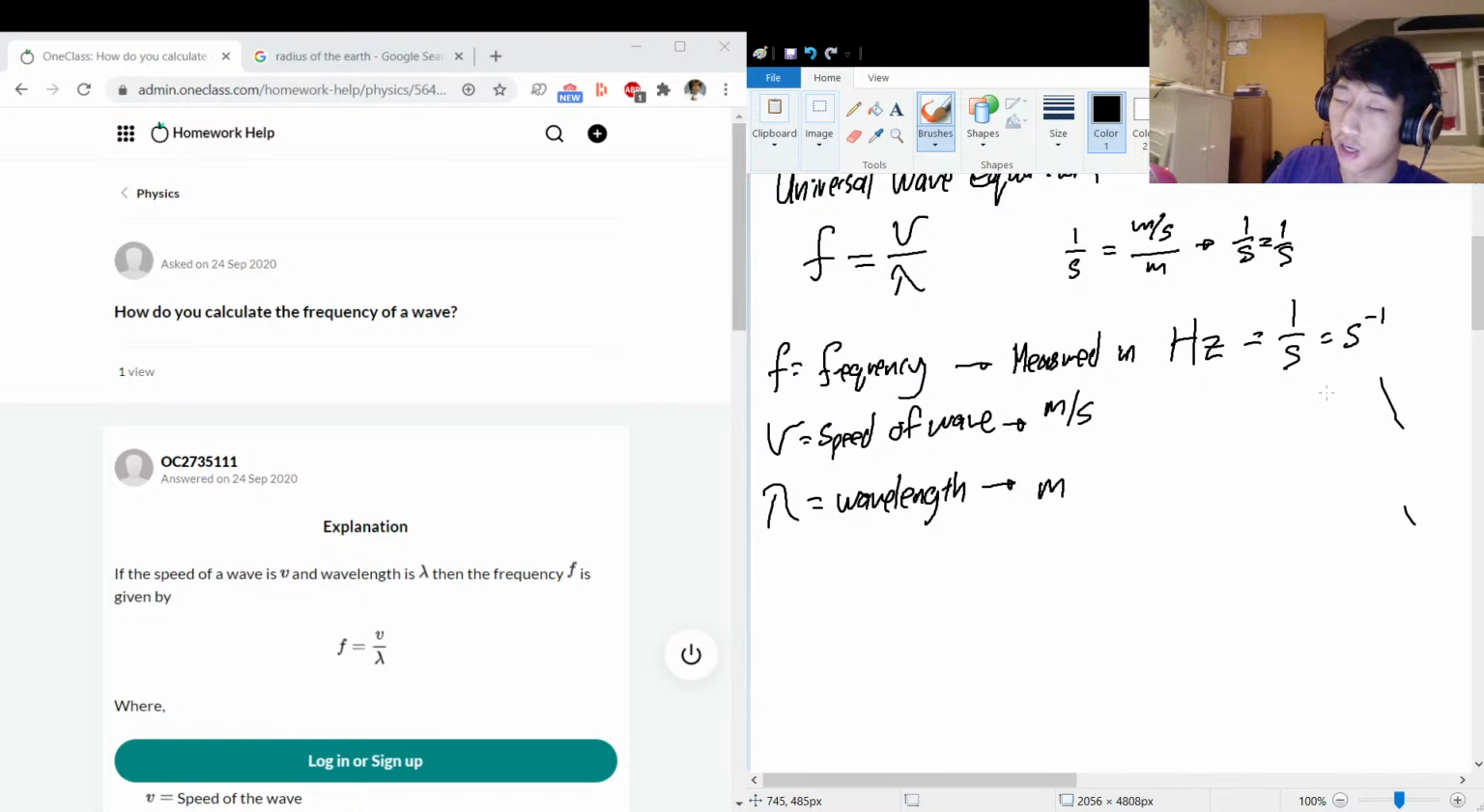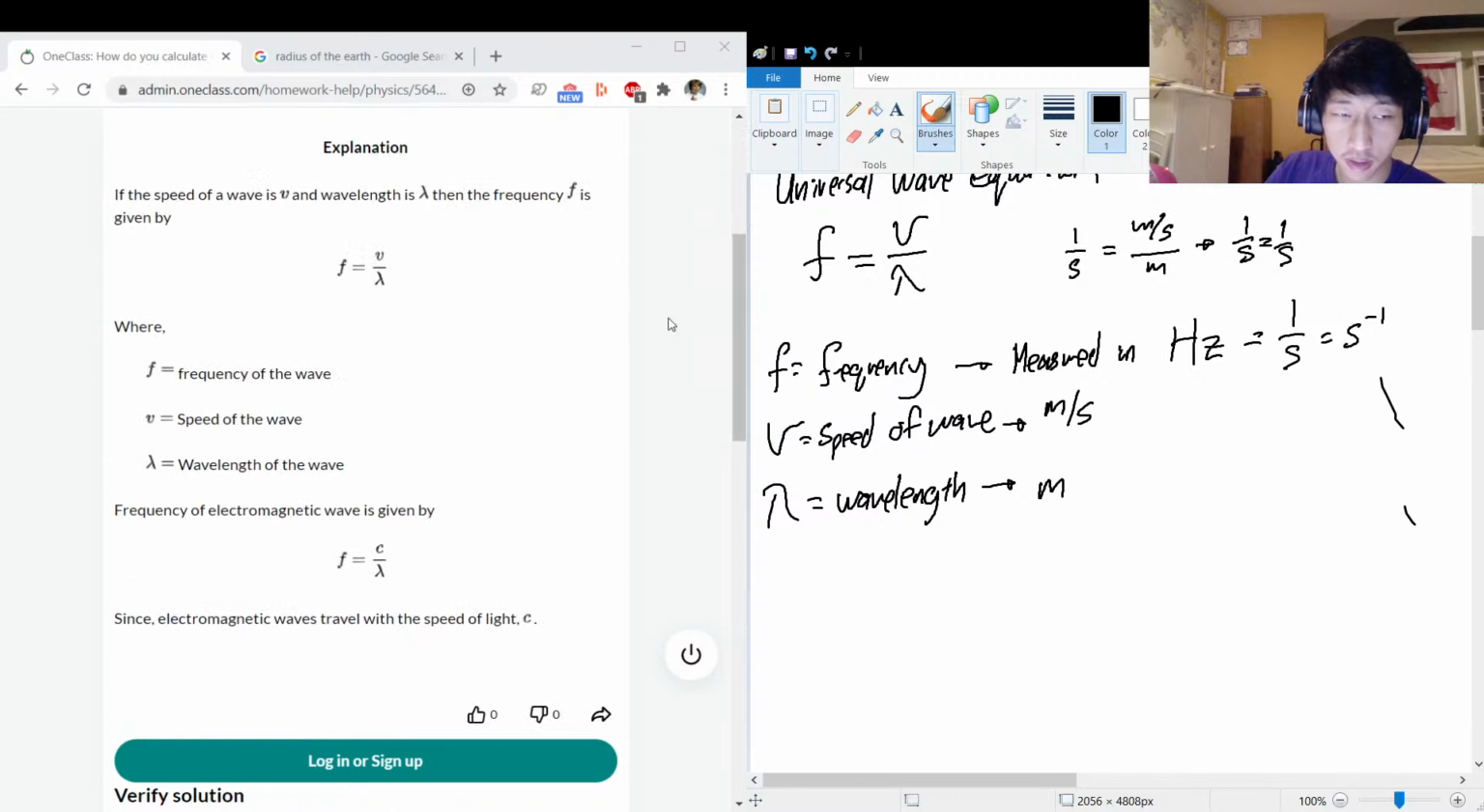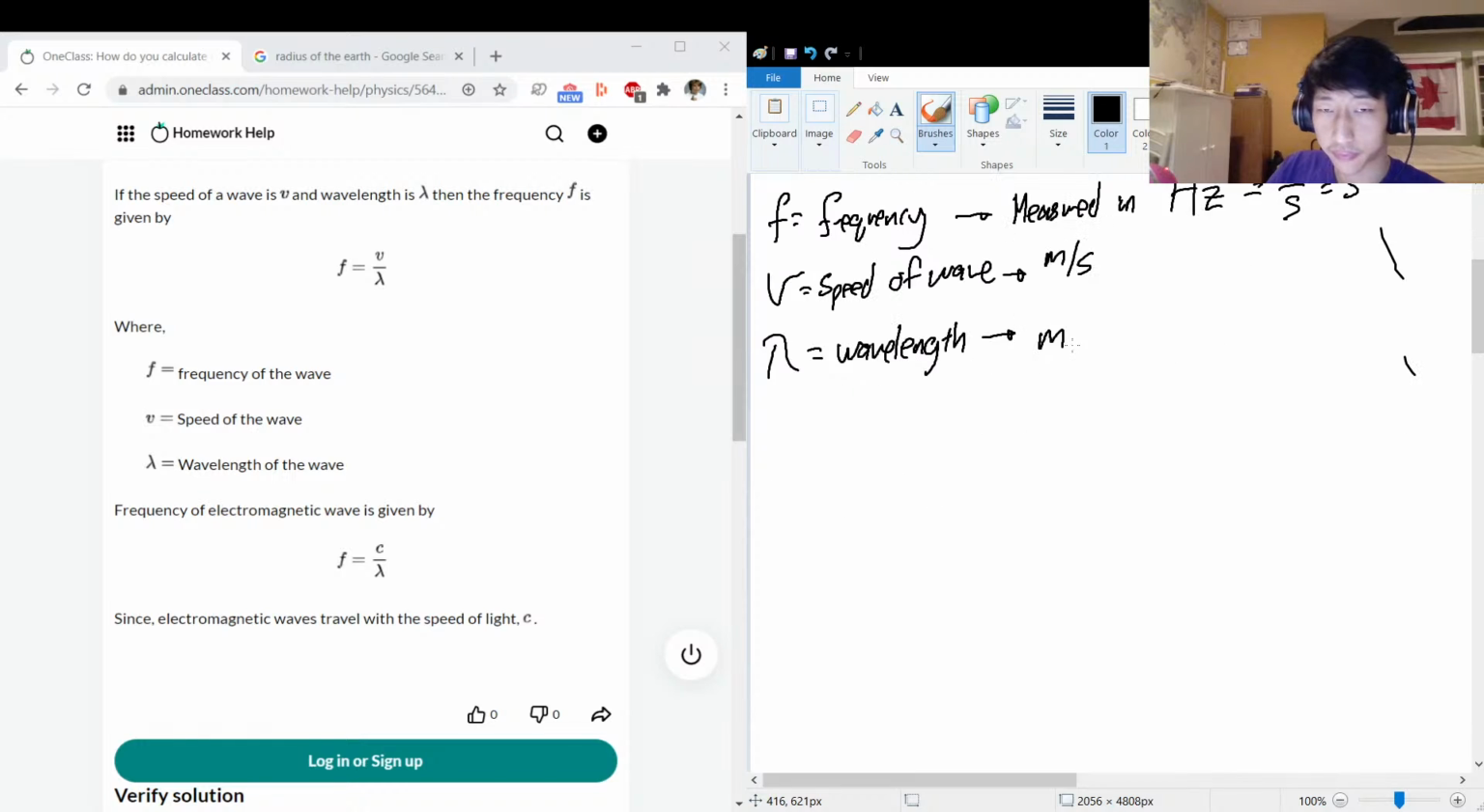So let's think about a green laser pointer, for example. We know a green laser is light, so the V would be equal to C. C is the speed of light, which is 3 times 10 to the 8 meters per second. That's pretty fast. A lot faster than I can run.